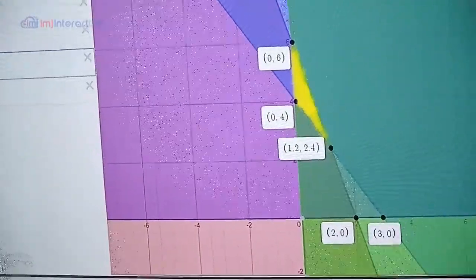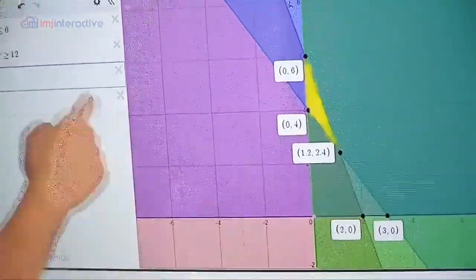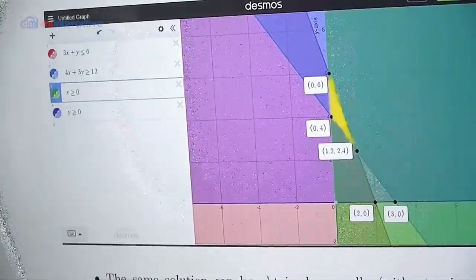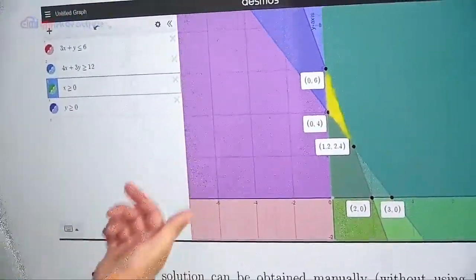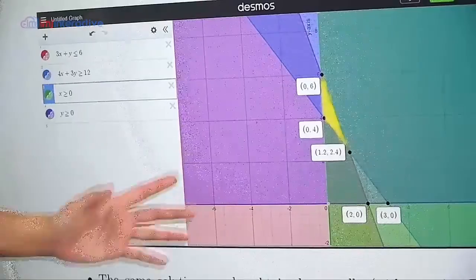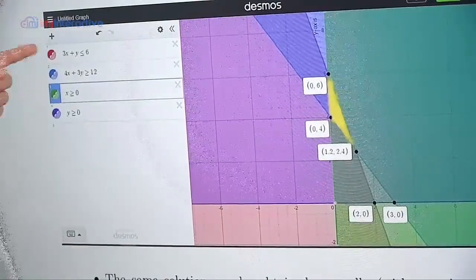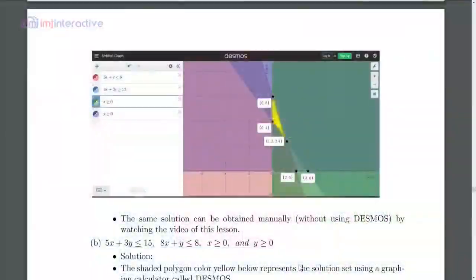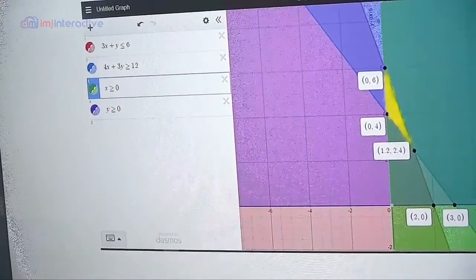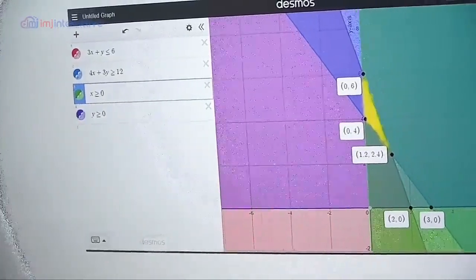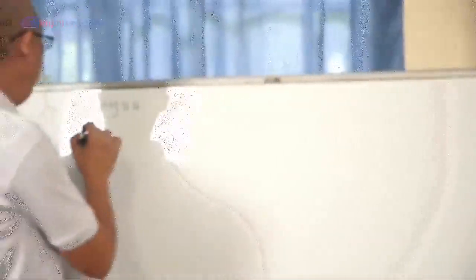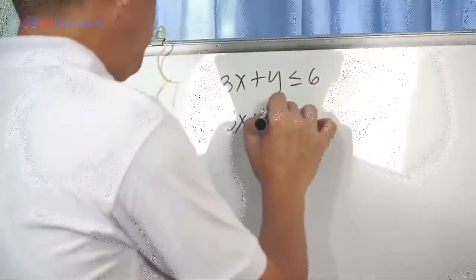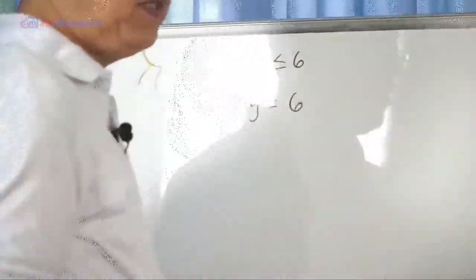But the question is, how do we get these points and how do we graph each of these inequalities? We can do this manually. Now, how do we do that manually? Let's take the first inequality. To graph the line, now this is the first inequality, 3x plus y is less than or equal to 6. So just get the equation, 3x plus y equals 6.